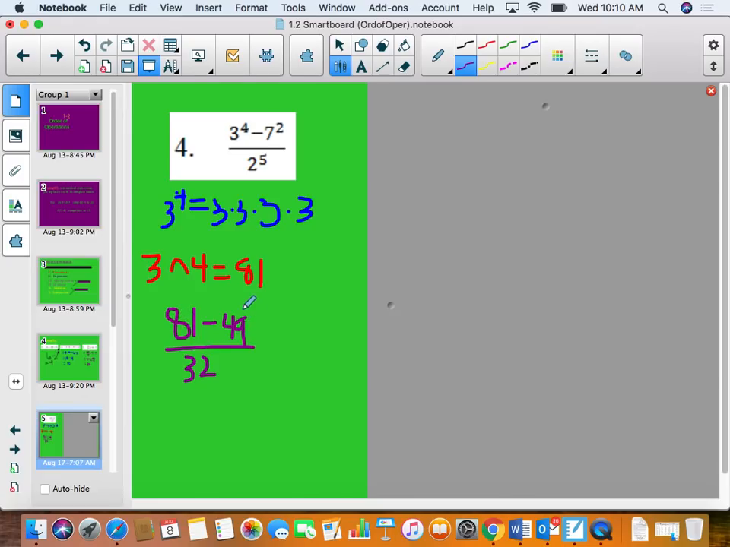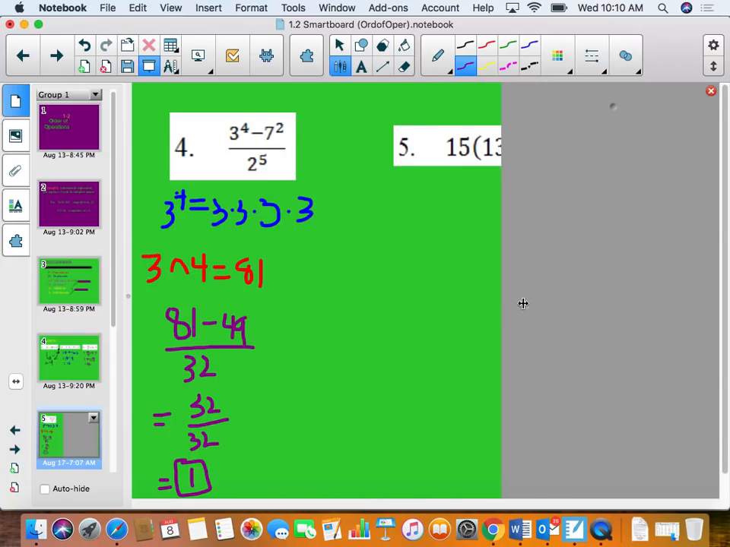What is 81 minus 49? So I can't divide until I know what number the top of this fraction is equal to. So if you calculate 81 minus 49, you should get 32, which means that this is going to simplify to be 32 over 32. And we know that any number divided by itself is equal to 1. So our solution to this question is positive 1.